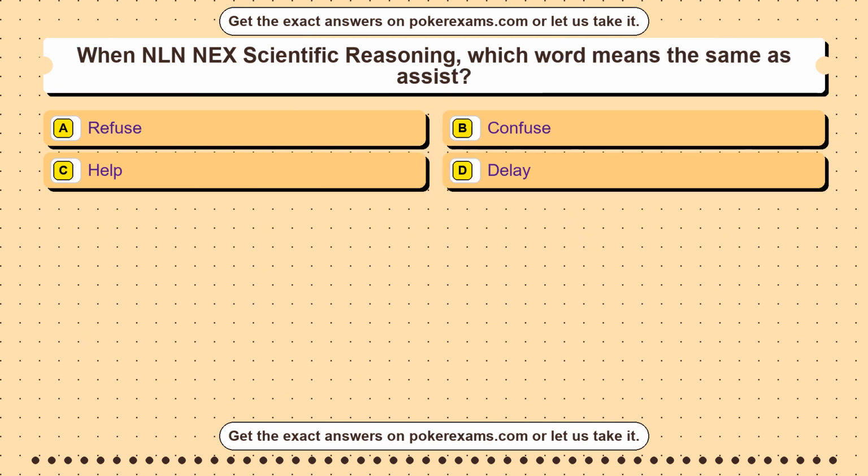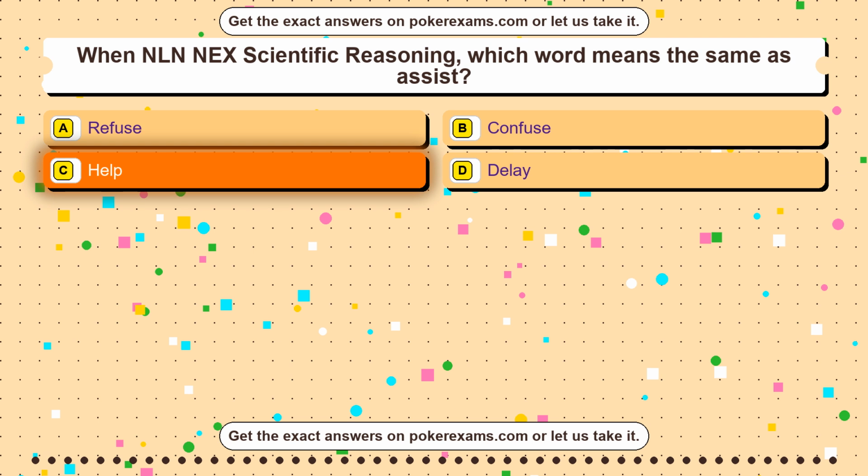Question 19. When GED science practice test, which angle measures exactly 90 degrees? Option A obtuse angle. Option B straight angle. Option C right angle. Option D acute angle. The correct answer is option C.